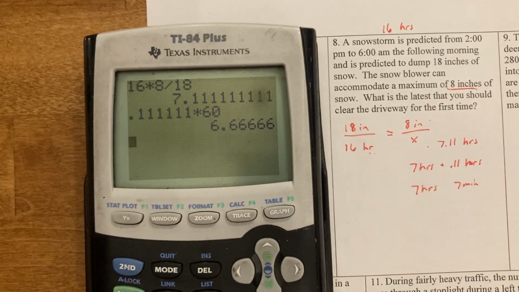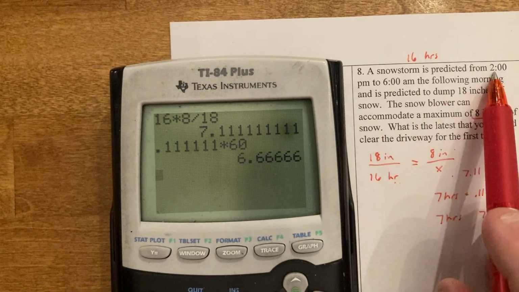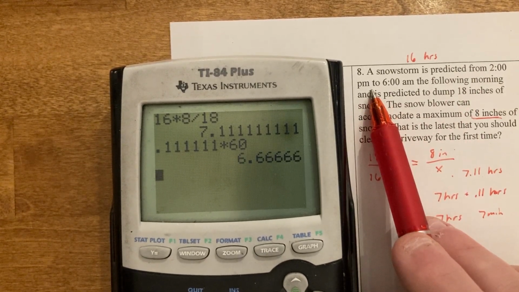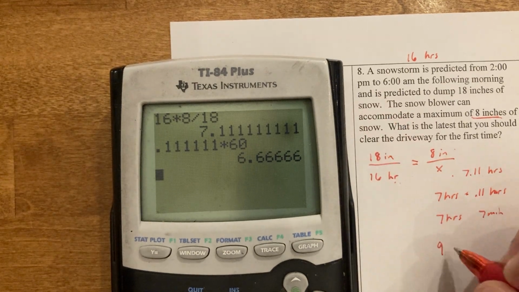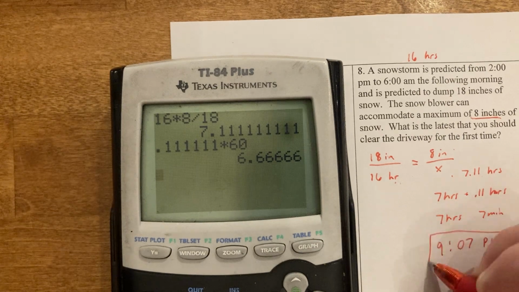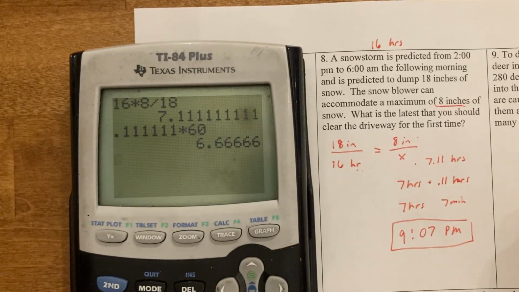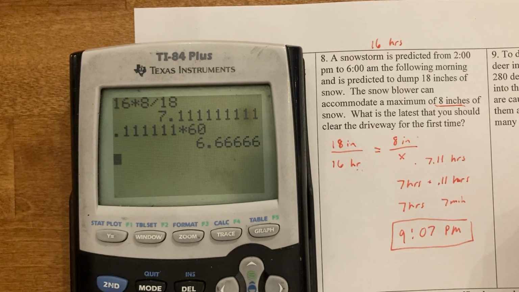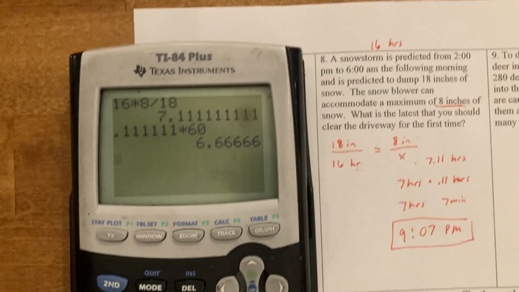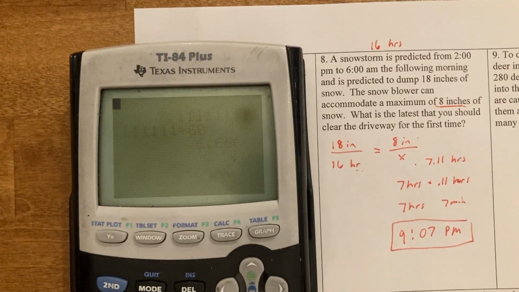Now let's translate that into time. It started at 2 p.m., so 2 p.m. plus 7 hours would be 9. So we have 9:07 p.m. I would probably just go out at 9 o'clock and do my driveway. Then I'd have to go out in the morning and do the driveway again.